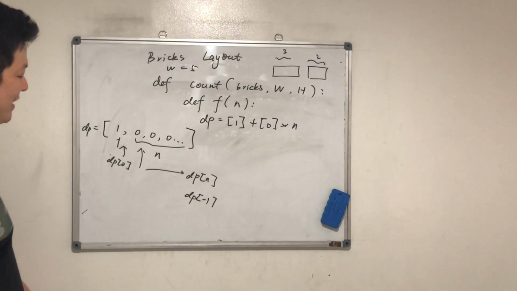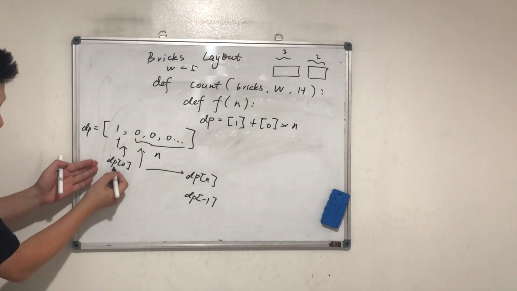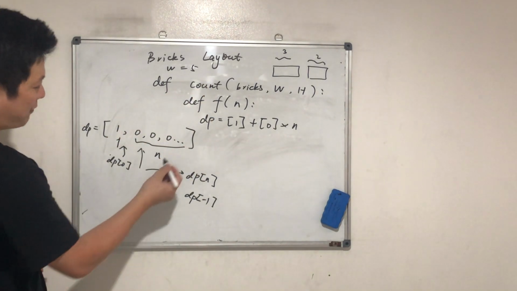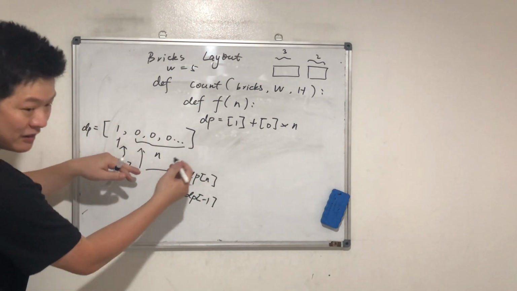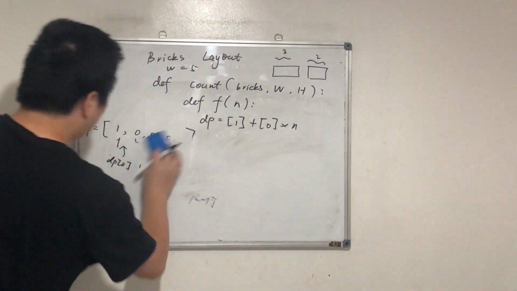Minus 1, well done. So this is bottom up. Why is it bottom up? Look, we are calculating the dp from the smaller number to the upper number. What's the top down? We want to calculate dp n, but then we need to go back to the dp with a smaller value, yeah? So that's what it means.